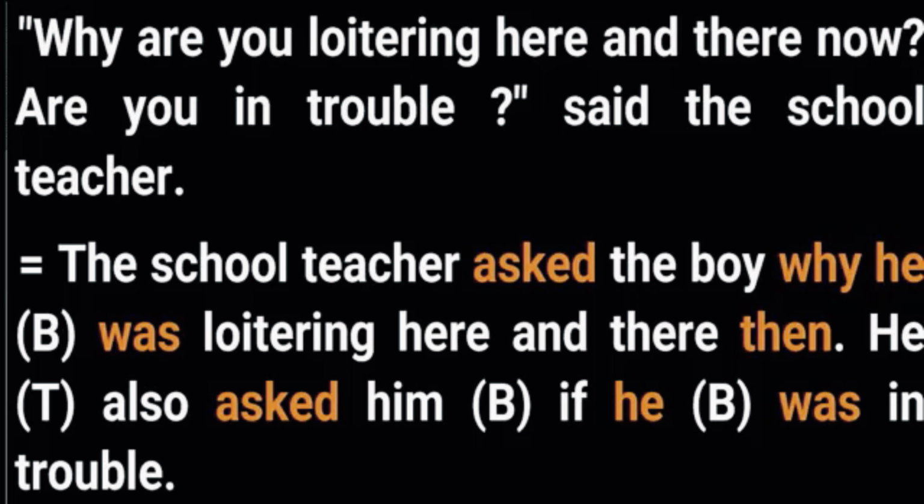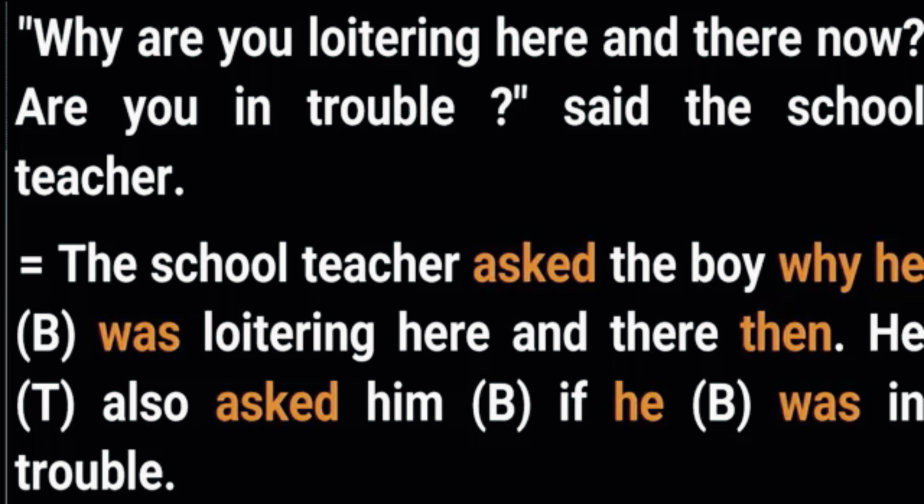See the first two sentences. Why are you loitering here and there now? Are you in trouble? said the school teacher. I mean, here we are watching two sentences together, and the speaker of these two sentences is one, the school teacher. So we can start like this: The school teacher asked the boy why he was loitering here and there then. So what are the changes?